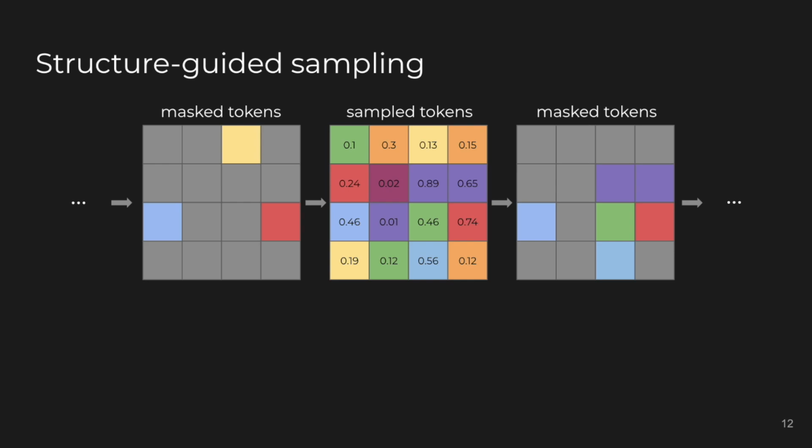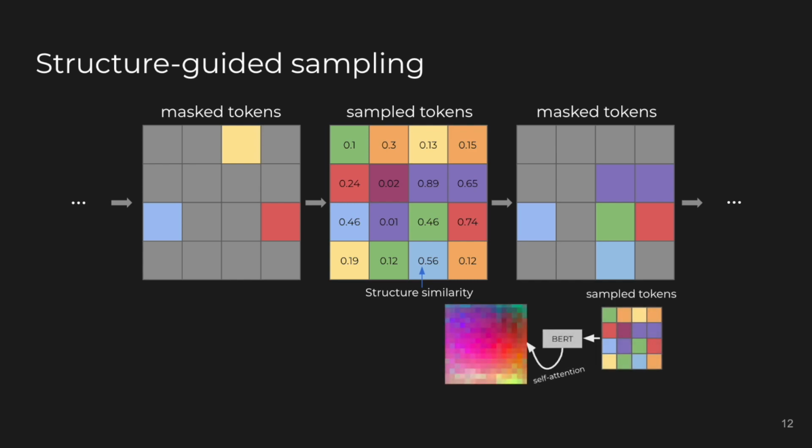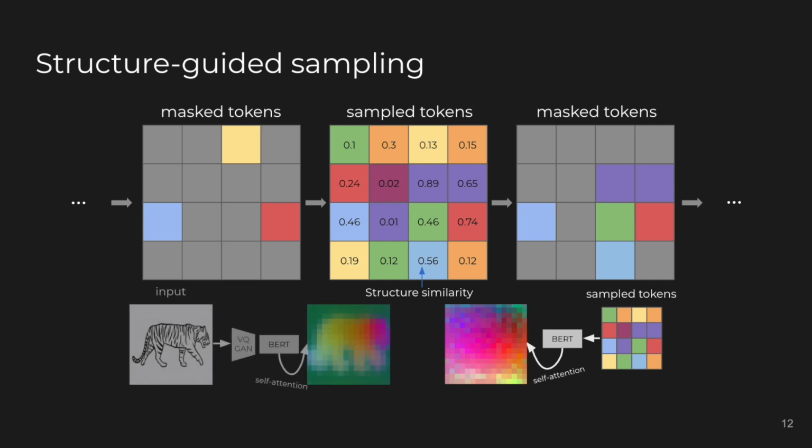In our proposed structure-guided sampling method, we also start with a masked sequence of tokens, and we also use BERT to fill the masked token values. Instead of using the confidence scores, we use the structure similarity scores. We take the newly sampled sequence of tokens, pass it to BERT to extract its self-attention map. We compare the self-attention map with the self-attention map of the input image to compute the structure similarity scores. We then mask the sampled tokens, leaving the tokens with the highest structure similarity scores.